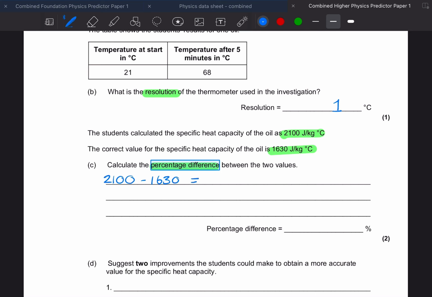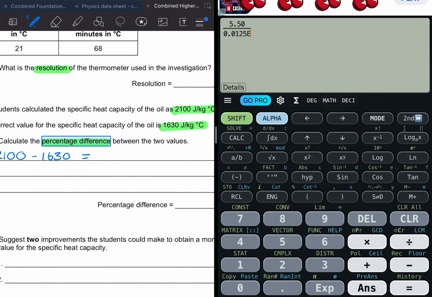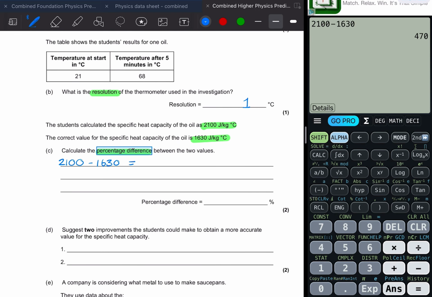Okay, and if we do that, we will get, let's check it. All right, don't do it in your head. Always grab your calculator, no matter how easy you think the sum is. I'm not saying this one's easy, but this won't be the type people attempted. Okay, so we've got 470. I'm going to leave my calculator up because of what we're going to do in a second. So we've got 470. That is my difference.